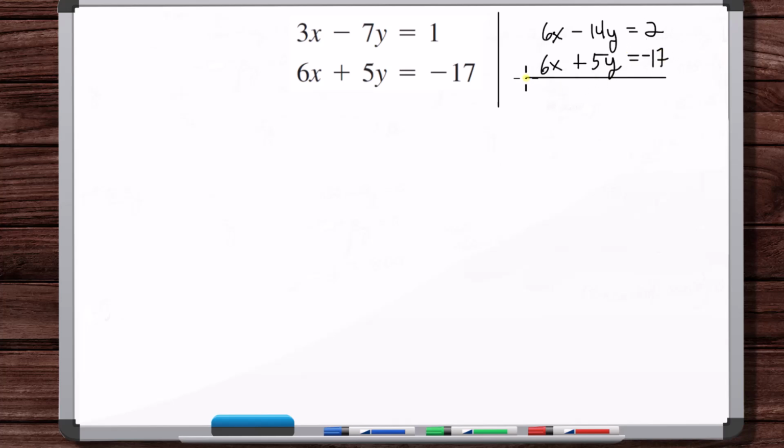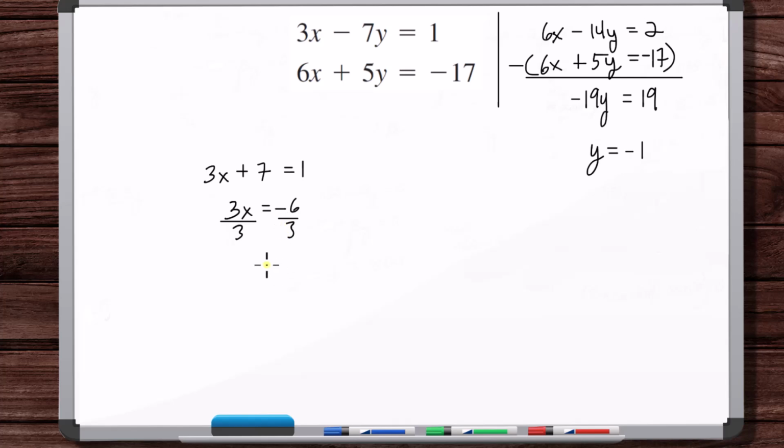Okay, now let's subtract these two equations. Minus 14 minus 5 is minus 19. 2 plus 17 is 19, so y is equal to minus 1. All right, now let's just plug y into, let's say, the first equation. So 3x, 7 times minus 1 is positive 7. So 3x is equal to 1 minus 7, which is minus 6. x is equal to minus 2. So (minus 2, minus 1).